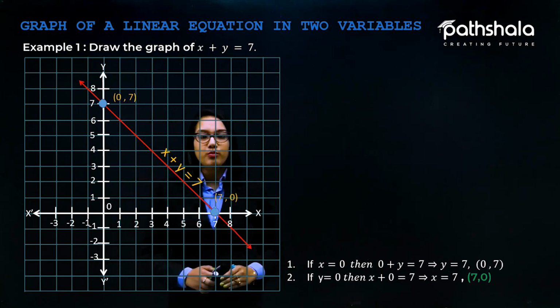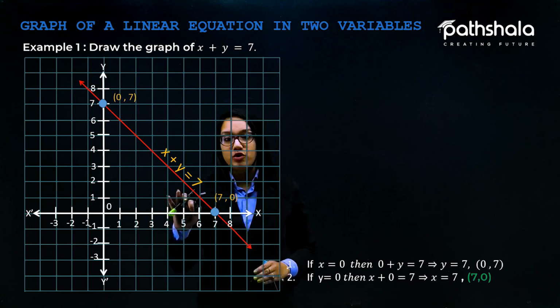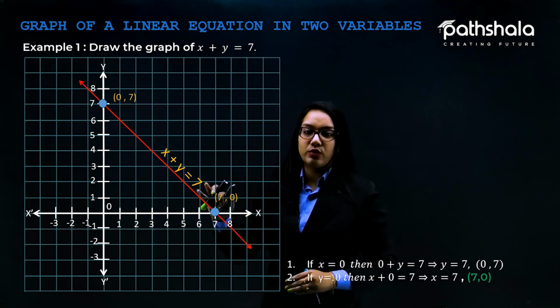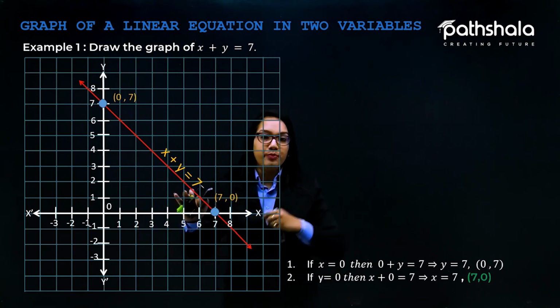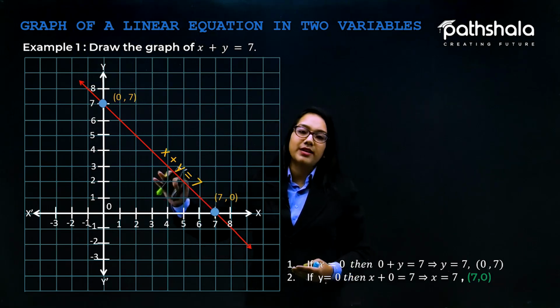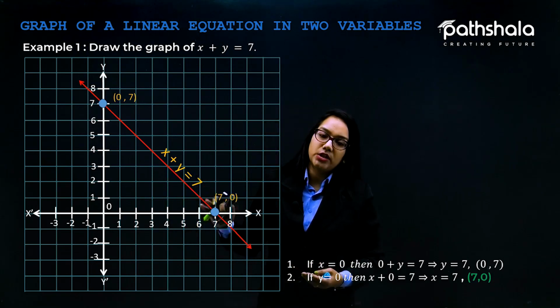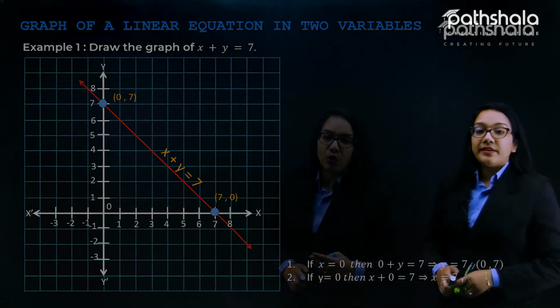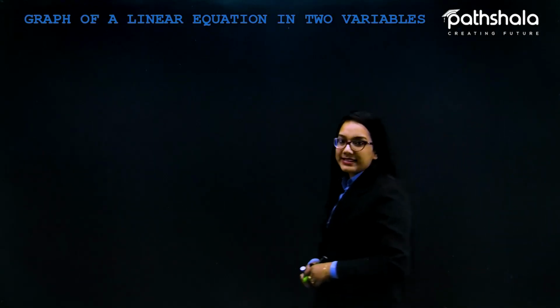So let's just move on further, and we have also written over here x plus y is equal to 7. It is always good to write the equation on the line. This is the equation of this line. Now let's just move on further to example number 2.